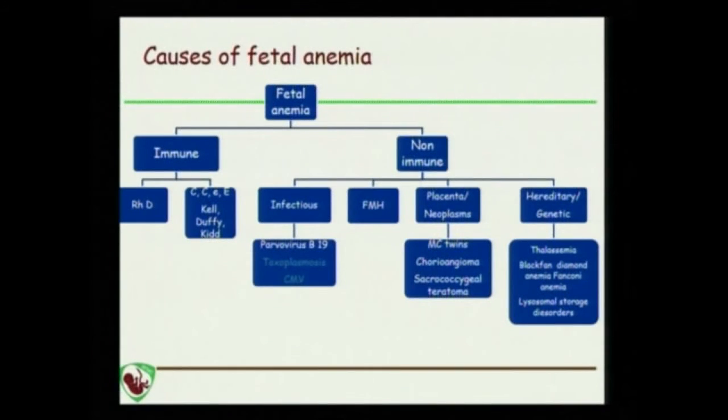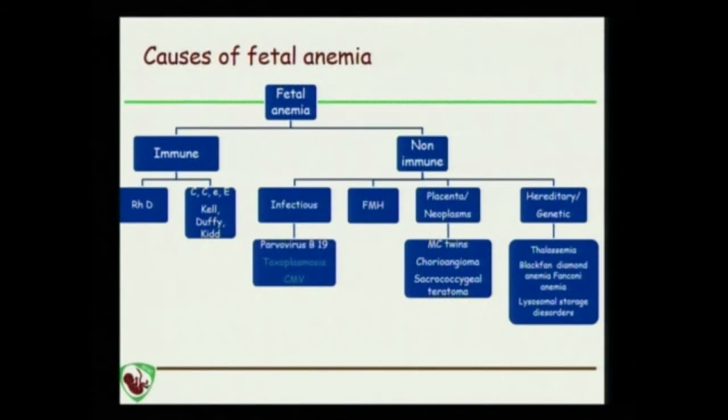Let's come to the causes of anemia, which are very important. So fetal anemia can be either immune anemia. It's immune anemia, which is the most common one that you see, which is due to RBC alloimmunization, which is most often Rh isoimmunization. But we should not forget there are other antigens on the RBC which can give rise to this condition, like KEL, Duffy, KID, C, and E.